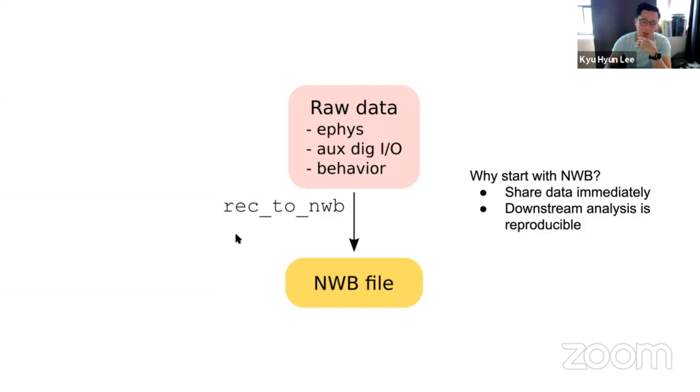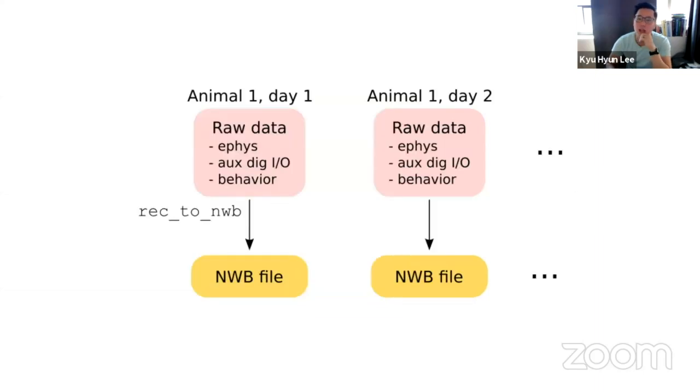And this is all, by the way, available from our GitHub. So if you're interested in checking it out, feel free to do so. And we have organized our NWB files such that each NWB file corresponds to a single data recording from a single animal. So typically in a project, you may have multiple of these NWB files.